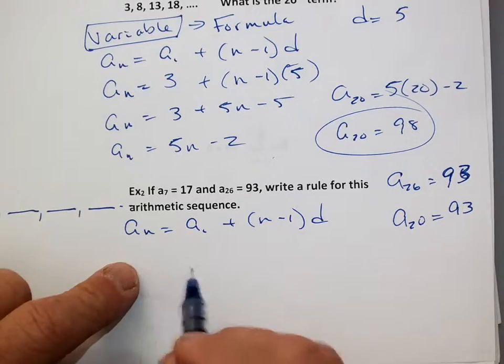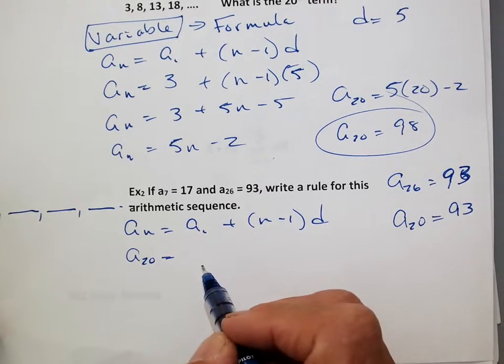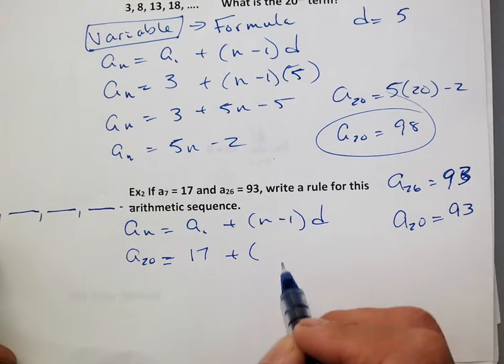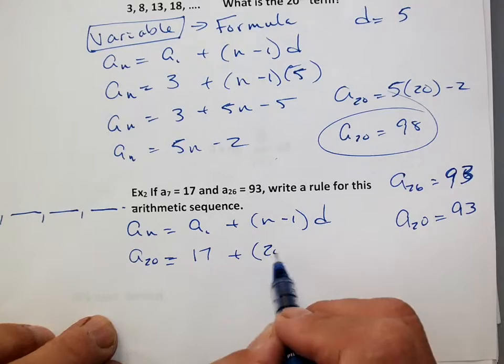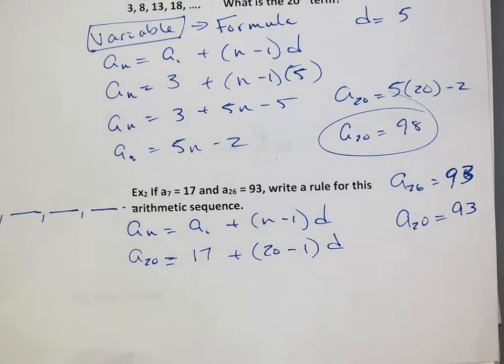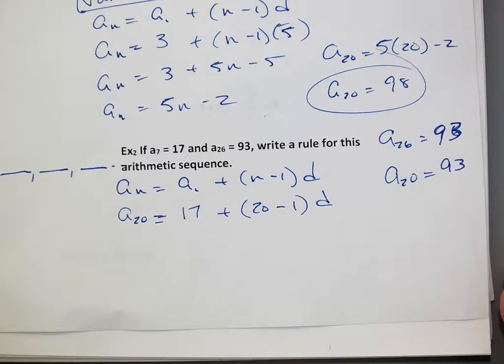So I have, in a sense, A20 equals A1. A1 now is 17, plus n, well, that's 20 terms, n minus 1 times d. See, I don't know what d is. I want to find d. And I want to find the first term too, right?